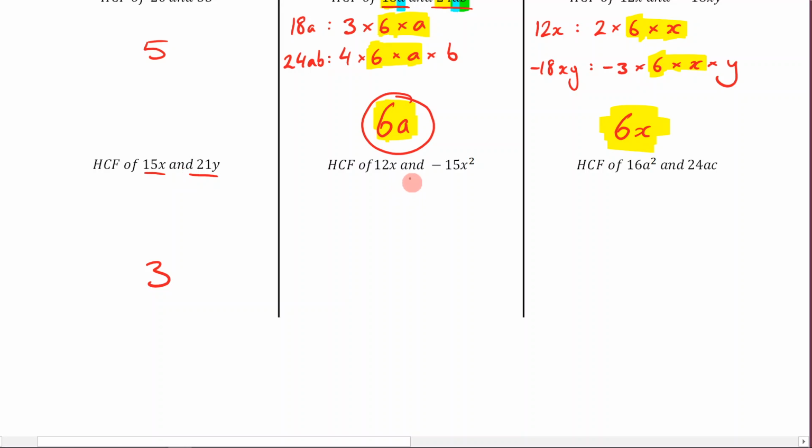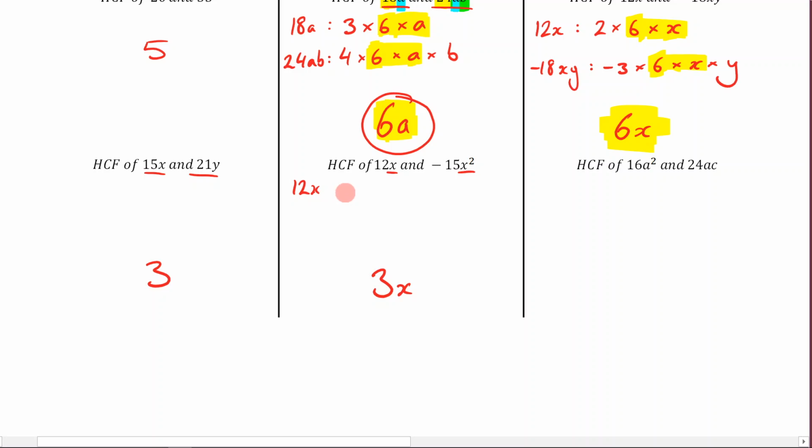Let's now go on to the next one here. So it's going to be 12x and negative 15x squared. My highest common factor here is going to be 3 again. As you can see, I have an x here and I have x squared there. So that means I can take out a common factor of x. Let's walk through this one.